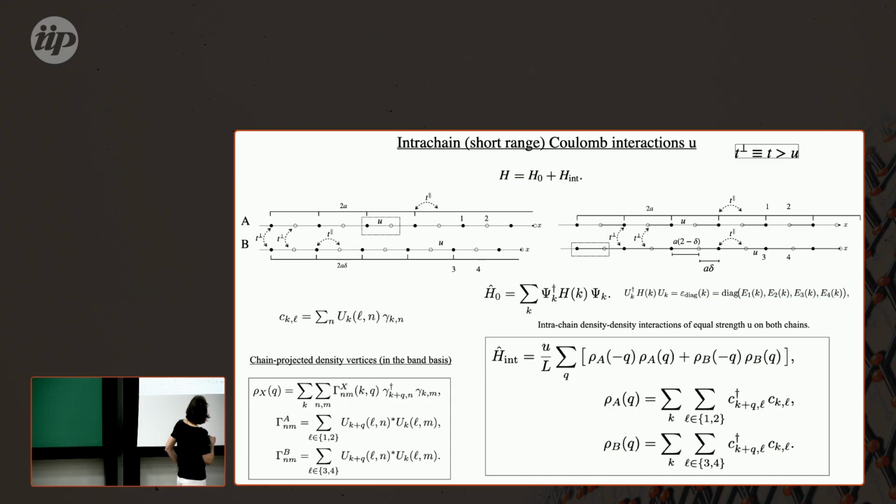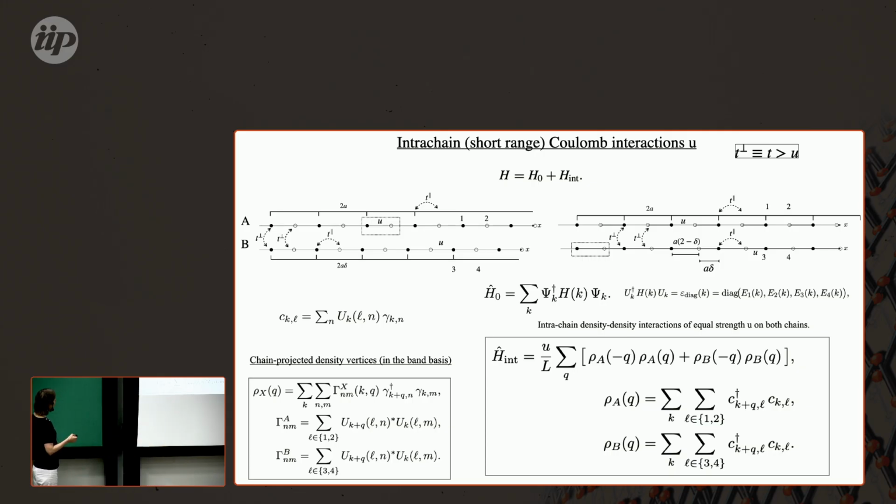Okay, so the only change in notation is that I put numbers to my sites and I put letters to the chains. And this is the type of interactions that I have. So this is my kinetic Hamiltonian, which is diagonalized by the U matrix, in which the columns are the eigenvectors belonging to these eigenvalues.